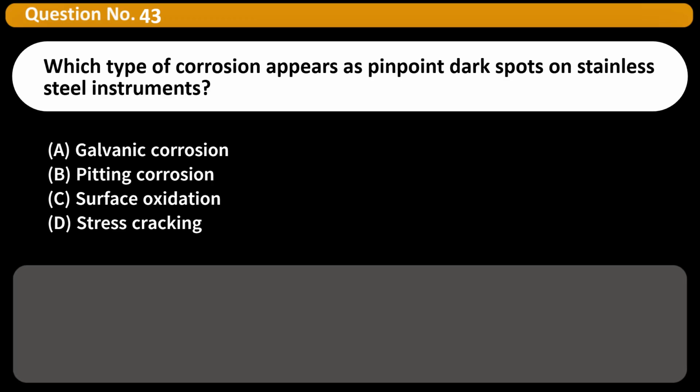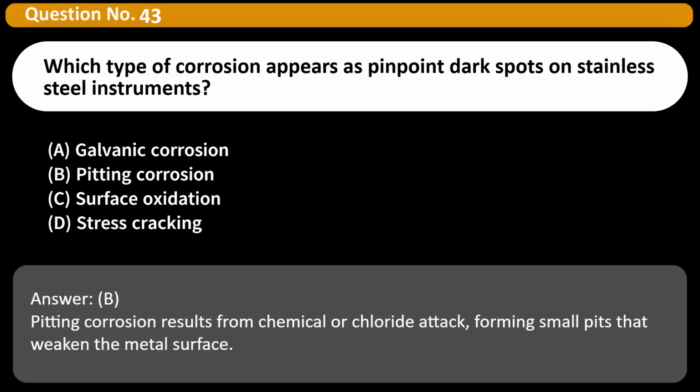Which type of corrosion appears as pinpoint dark spots on stainless steel instruments? A. Galvanic corrosion. B. Pitting corrosion. C. Surface oxidation. D. Stress cracking. Answer B. Pitting corrosion results from chemical or chloride attack, forming small pits that weaken the metal surface.